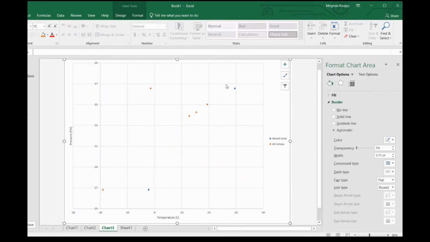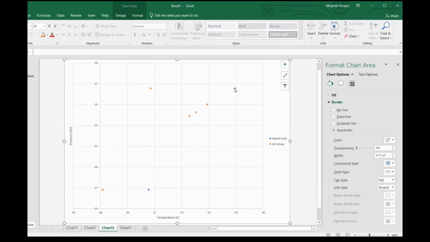And so here I have two different sets of data, and that's why I've got a legend over here. So when I have mixed units, I have things in blue. Now, these data points in the middle are the same for both of them, so the orange is kind of overlapping that.